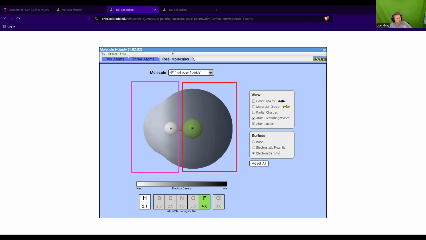And you have two options. You can either go into this pink or magenta rectangle, or the red rectangle. Which one are you going to go into where you think that you're more likely to find an electron? The red or the magenta? Red, absolutely. So this is showing the density of electrons.